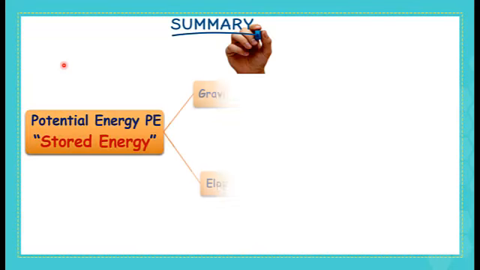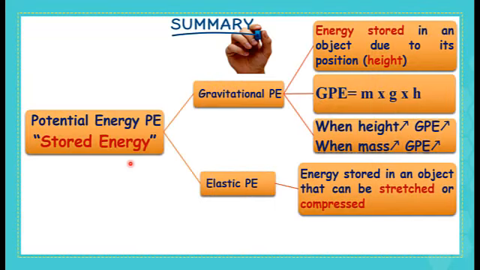Let's sum up. Potential energy, or stored energy, is divided into two types: gravitational potential energy and elastic potential energy. The gravitational potential energy is the energy stored in an object due to its position, height. Gravitational potential energy is equal to mass multiplied by gravity multiplied by height. When the height increases, gravitational potential energy increases. When mass increases, gravitational potential energy increases. Elastic potential energy is the energy stored in an object that can be stretched or compressed.